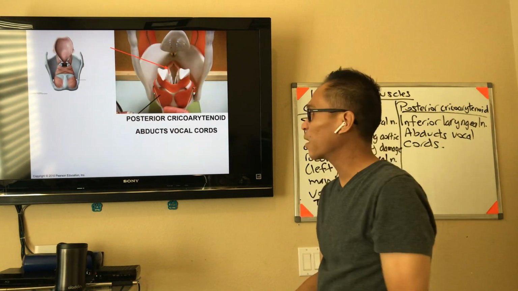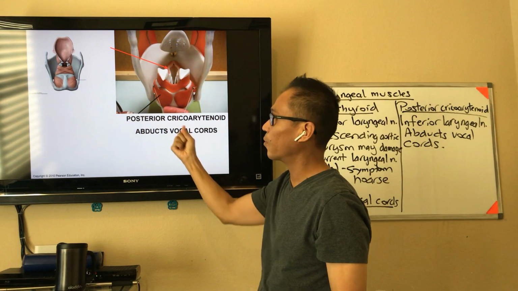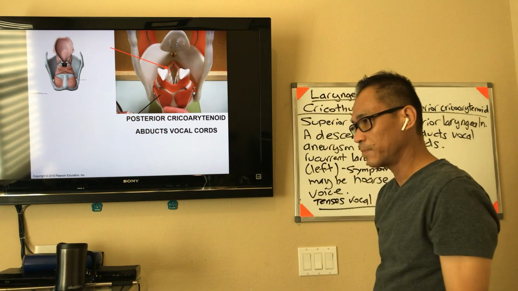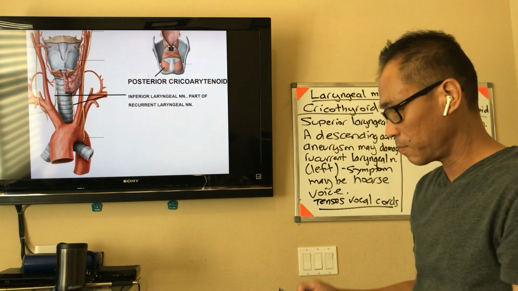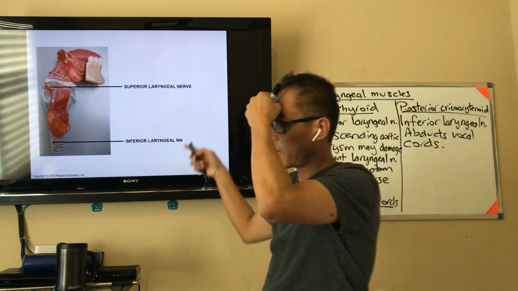So in the model here, these muscles pull them apart. And of course, I have to pull it, simulating the action of the muscle. You can see the vocal cords abducted there. Here's a model, I'm sorry, showing you both nerves that you have to know.